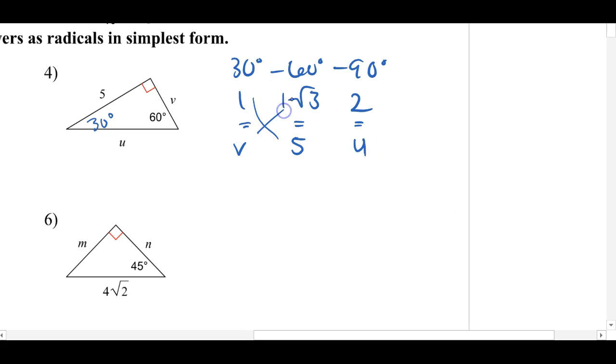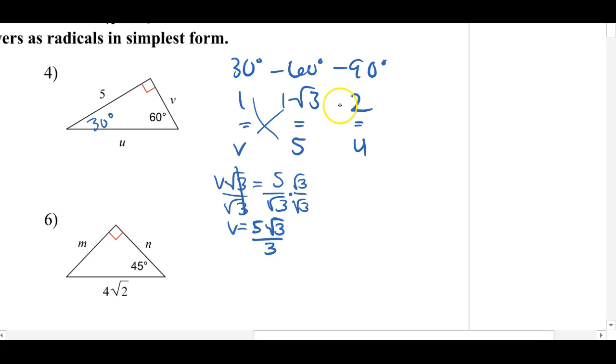Okay, so let's start with this one first. We'll cross multiply there. We get v times rad 3 equals 5 times 1. And we're going to divide both sides by rad 3, and this is where it gets a little bit different. Because if you notice, I cannot have a radical in the denominator. So what do we do? Multiply the top and the bottom by rad 3. On the top, we still have 5 times rad 3, but now if you multiply rad 3 times rad 3, it just becomes 3. And now we don't have a radical in the denominator.